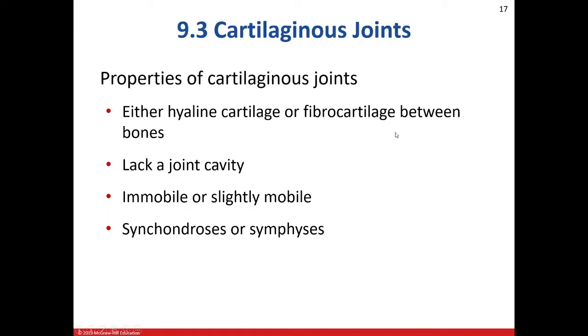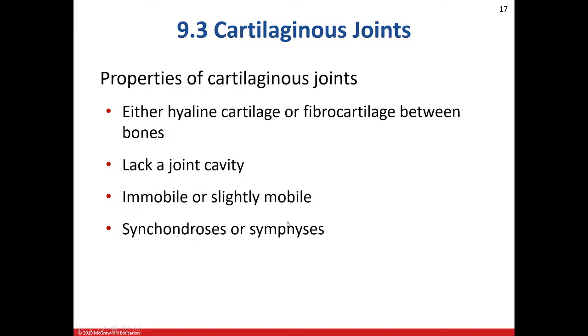All right, so the cartilaginous joints, they can be composed of hyaline cartilage or fibrocartilage. They are also going to lack a joint cavity. They will not have a joint cavity. Only synovial joints do. And they can be immobile or slightly mobile. And they include two types, which are synchondroses or symphyses. All right, now synchondroses, syn means with, and chondro cartilage. So this is a joint, the osis, with cartilage.